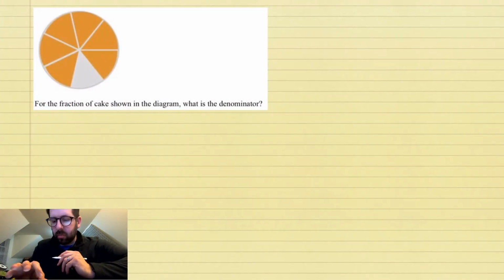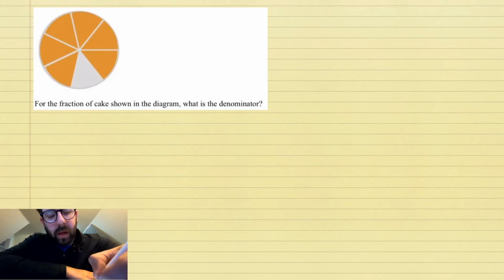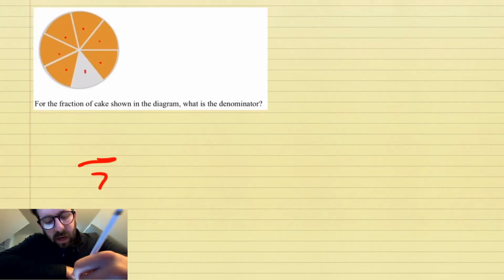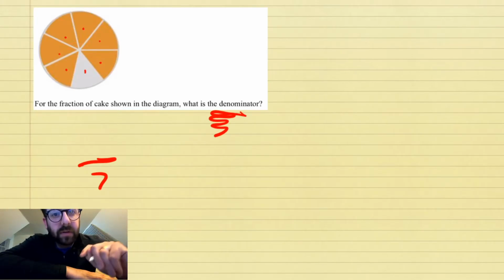So that was problem number 2. Problem number 3, what fraction of this cake is shown? So that's the ones that are colored in. So in this total here, we can count these up. So there should be 1, 2, 3, 4, 5, 6, 7 pieces. That's your denominator. That's the number that should be in the denominator. That's the answer that it was looking for.